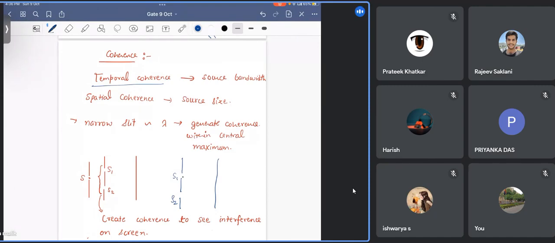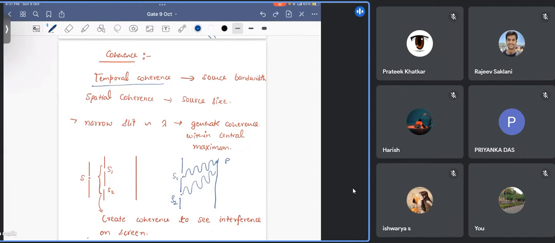So you have source S1 and there is a point P where you want to see if any kind of fringes are going to form. So there is a wave which is coming from here. Similarly, there is a wave S2 which is coming here. So if there is a perfect relationship between them, you are going to see fringes.